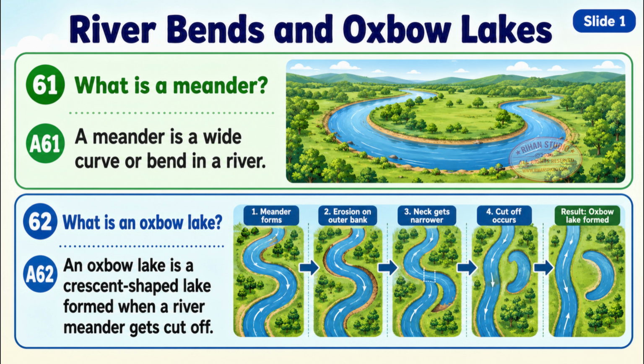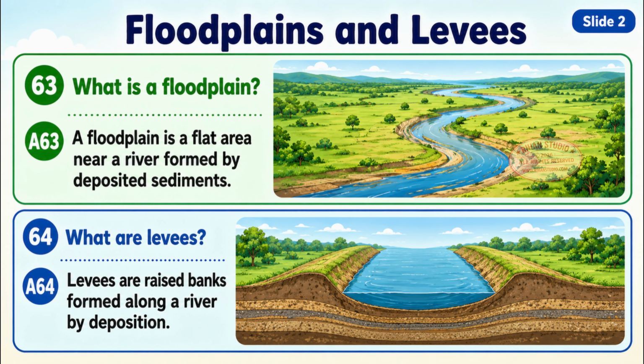Question 62. What is an oxbow lake? Answer 62. An oxbow lake is a crescent-shaped lake formed when a river meander gets cut off. Question 63. What is a floodplain? Answer 63. A floodplain is a flat area near a river formed by deposits during floods.